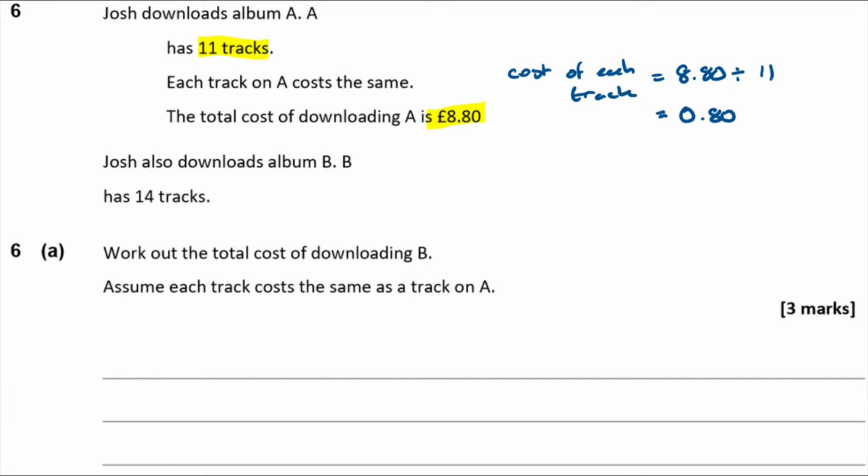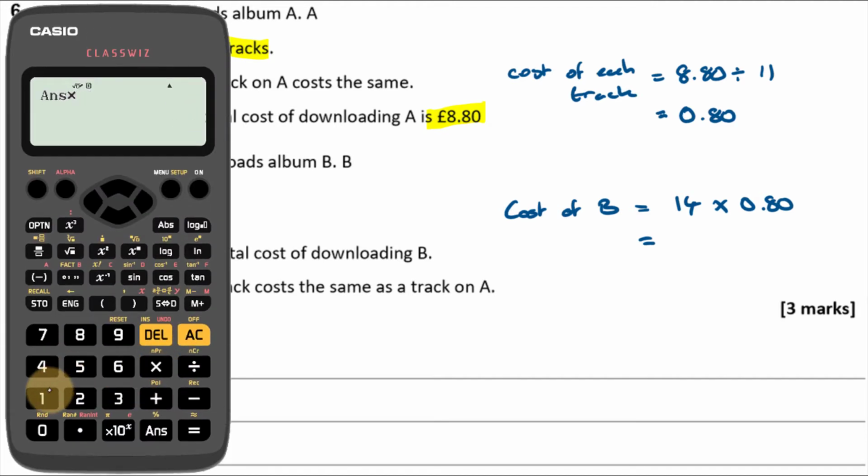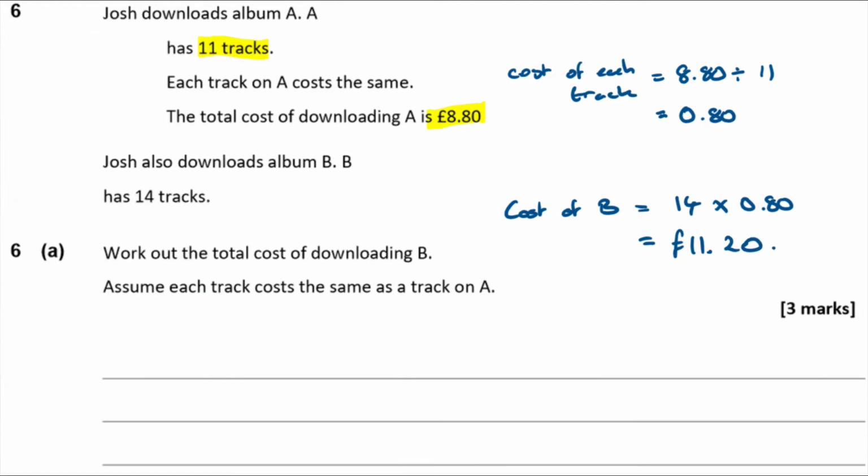And now Josh also downloads album B. B has 14 tracks. Okay, so the cost of B then is going to be the 14 tracks times the cost of each track. So 14 times 0.8, that comes to 11.2, which is £11.20, isn't it? Okay, so answer to 6A is going to be £11.20.